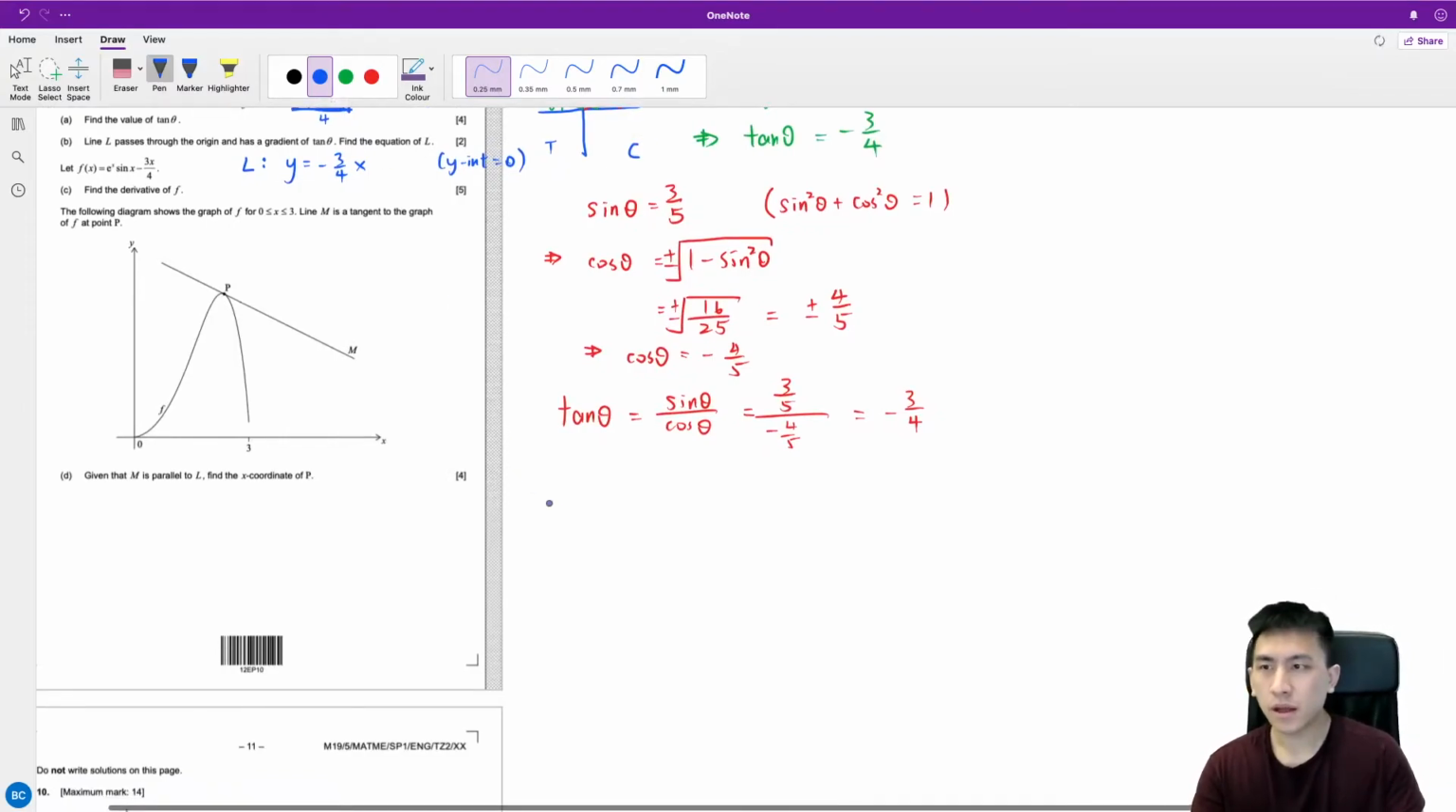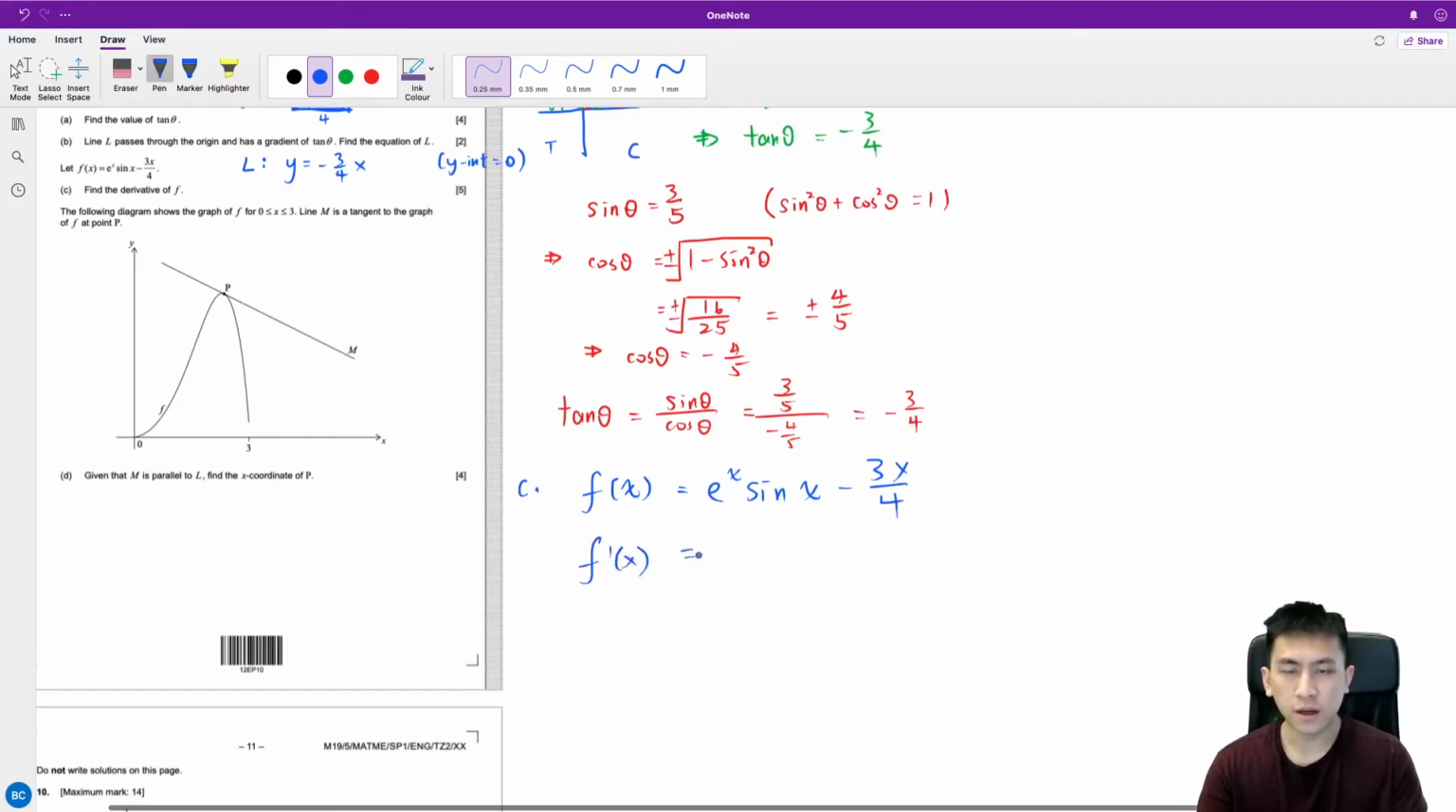So let me do part C here. You can write f(x) equals e^x sin x minus 3x/4. Then you're looking for the derivative. So the first part here, you do it by product rule, meaning keep one of them constant, differentiate the other, which is cos x, and then plus keep the other one constant, differentiate the first.